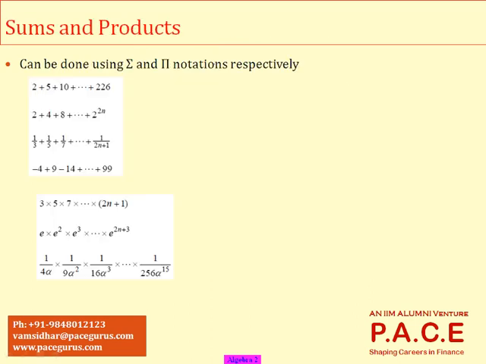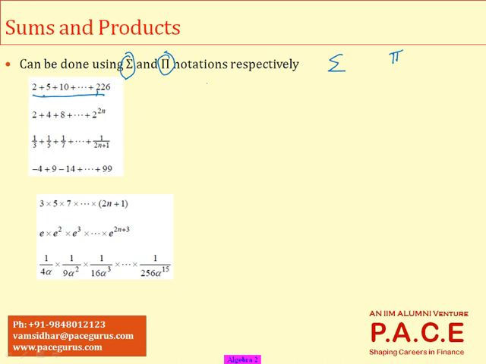Then the next thing is notation. A series of numbers can be written using their corresponding sum and product notations. If they are additions, I should be able to write them in the form of sigma. If they are in terms of multiplications, I should be able to write them in the form of pi. Let's see how we write them.